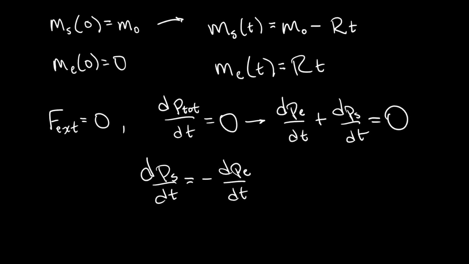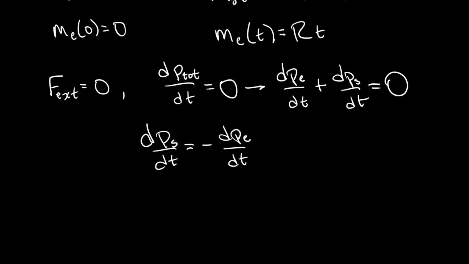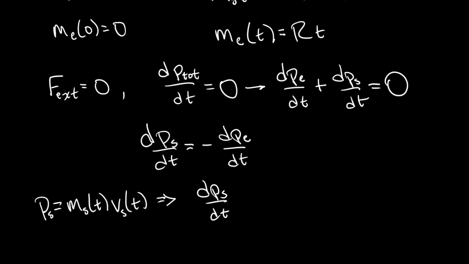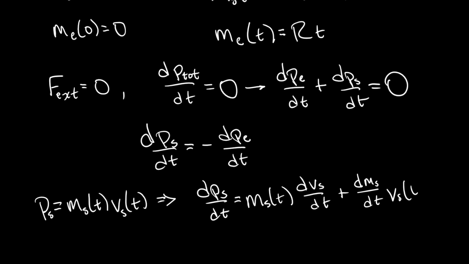Okay, so now this gets a little complicated because P_s, the mass and the velocity v_s, are functions of time, which means we have to use the chain rule when we take our derivative. So the first times the derivative of the second plus the derivative of the first times the second.